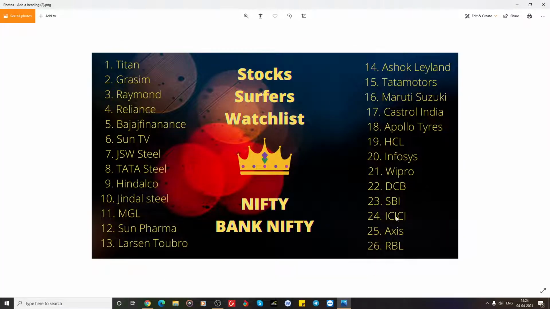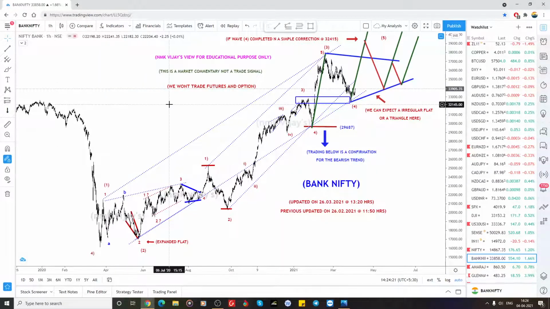So this is our watch list. It starts from Nifty, Bank Nifty, and is followed by the other individual stocks. So let's move to Nifty.